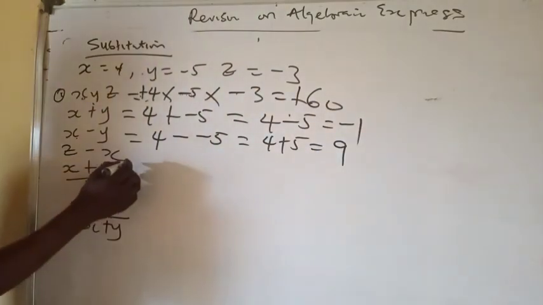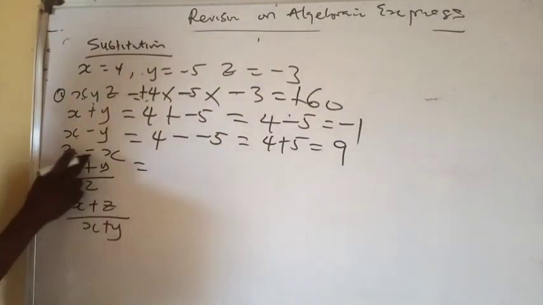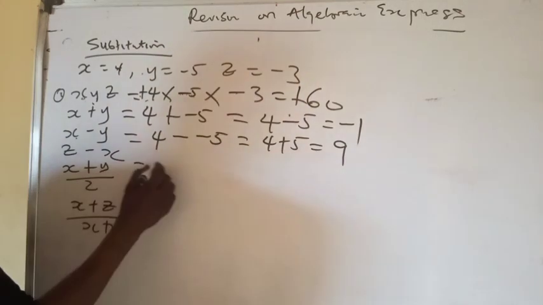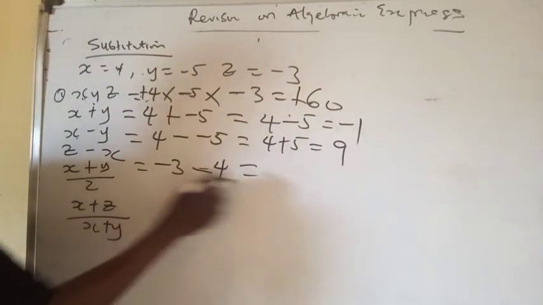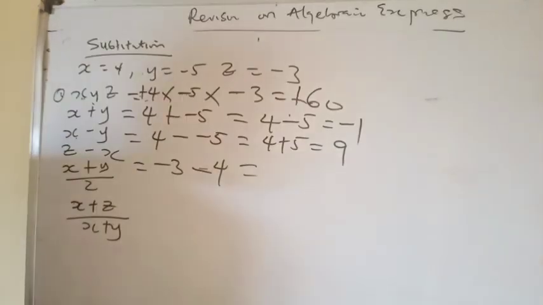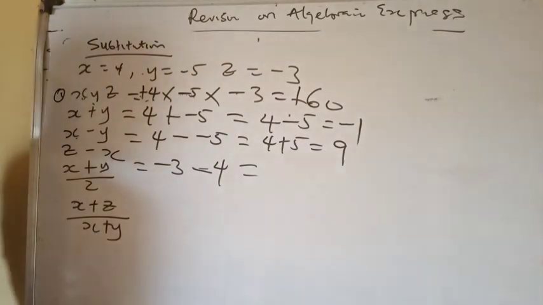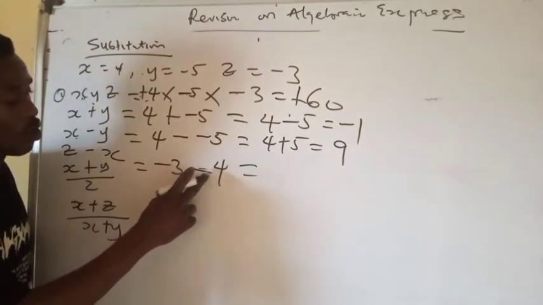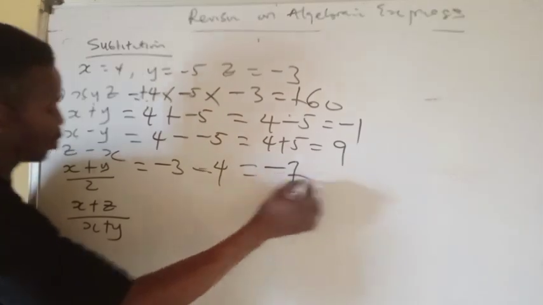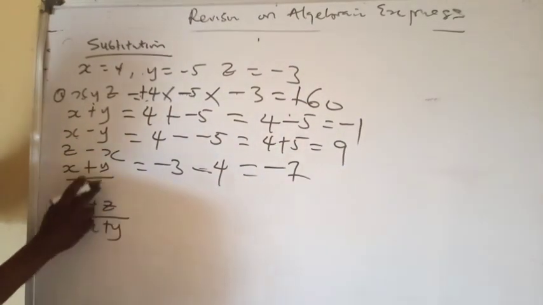9. Now, the next one is z minus x. My z is what? Minus 3 minus 4. Everybody, minus 3 minus 4. Minus 7. I am owing 3. I am also still owing 4. So, how much am I owing altogether? Minus 7.